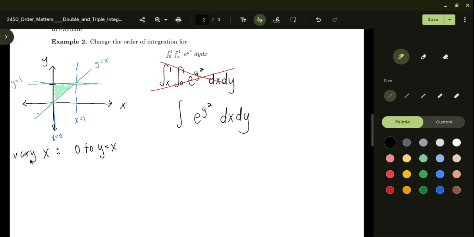Now, yes, this may be a very simple function here, but it's not always going to be in all of your problems. So when I rewrite this y equals x, I want to put it in terms of y. That way, after finishing x, all of my x variables are gone after evaluating with these bounds, and now I'm only dealing with y's. And so we're going to say this is from 0 to y.